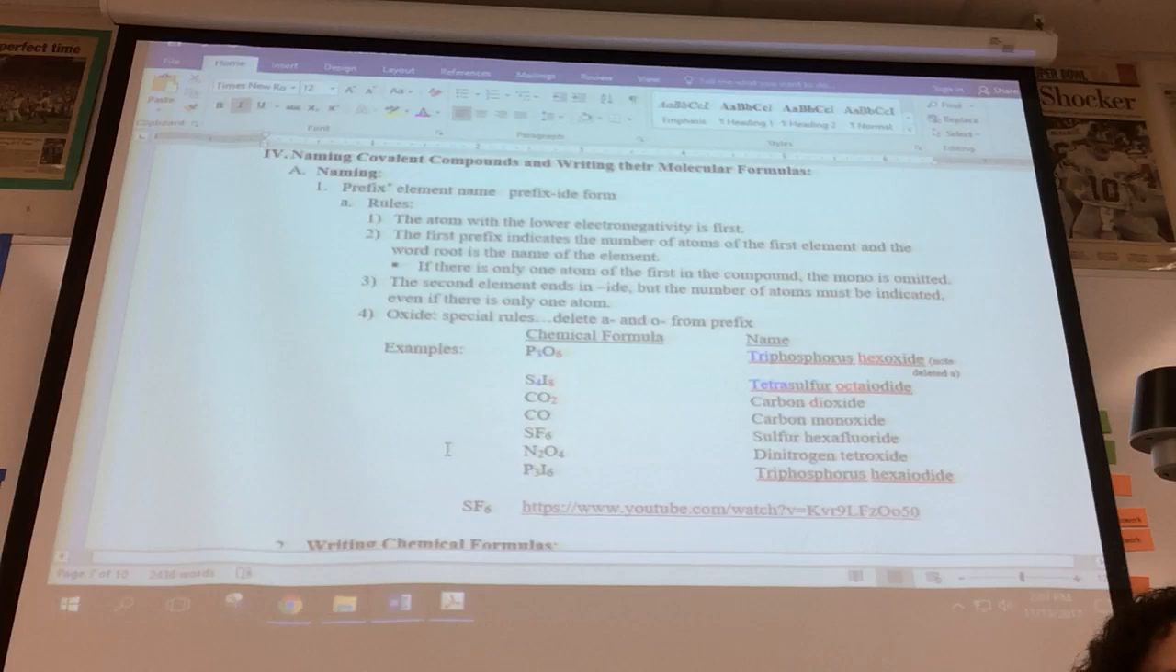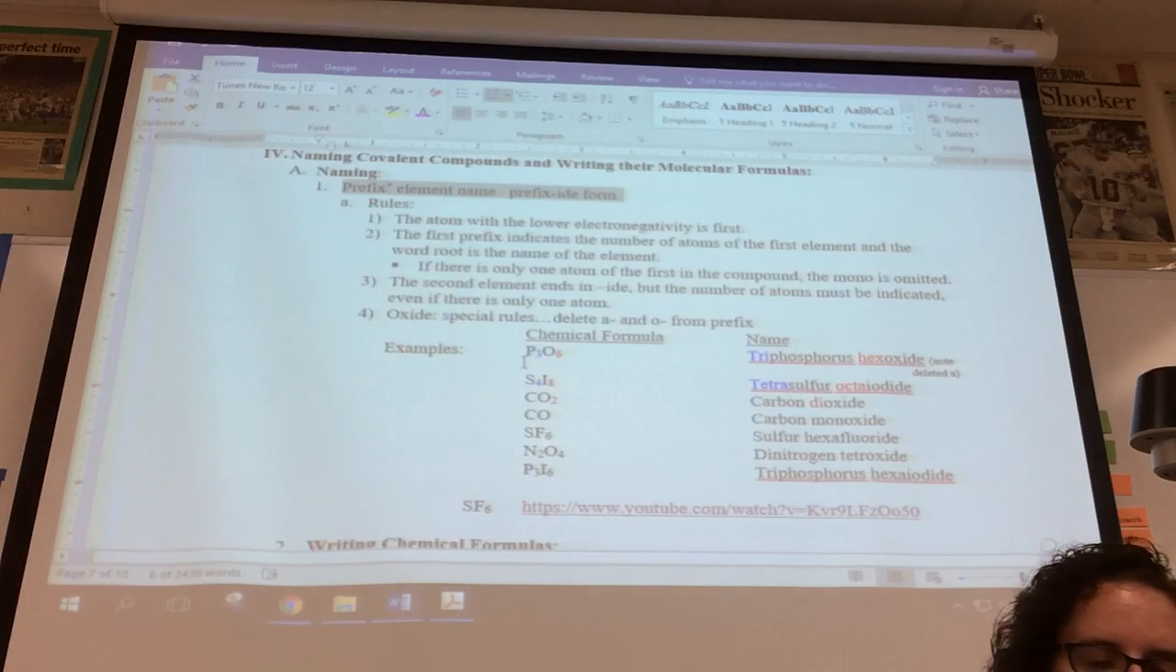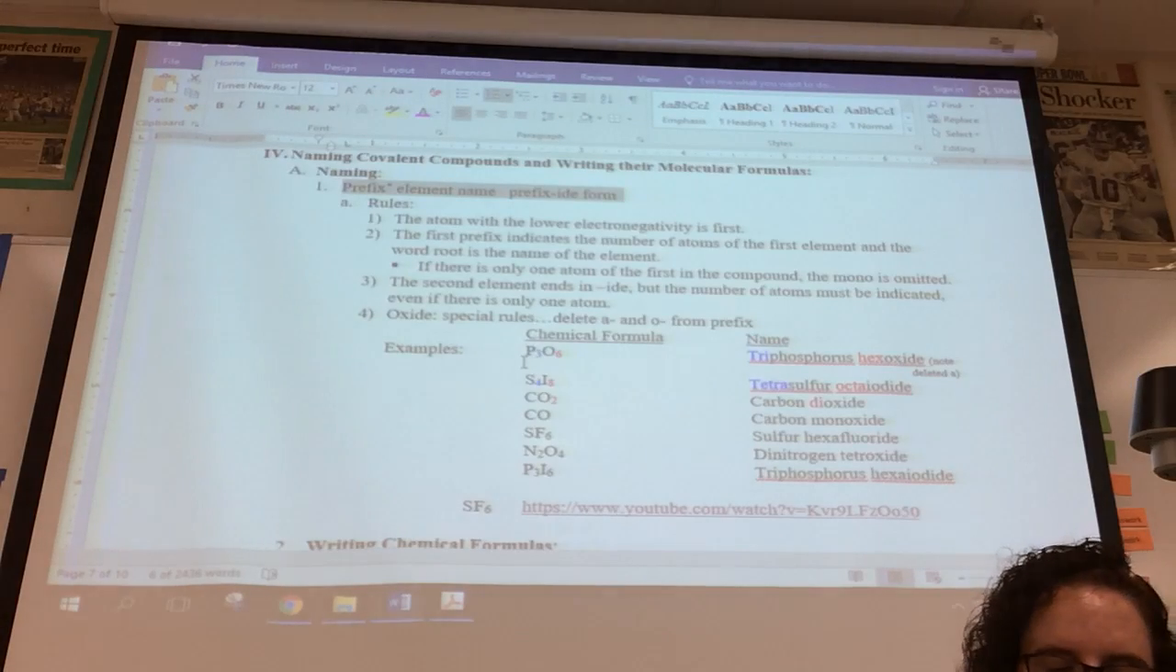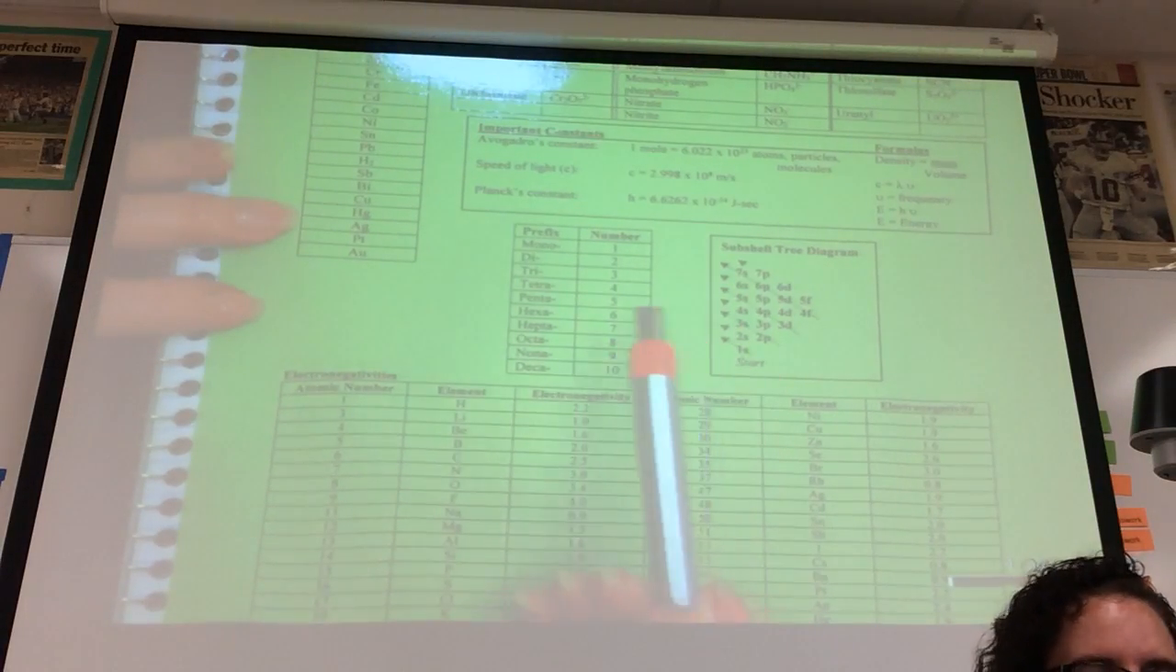We're going to look at naming covalent compounds and then writing their molecular formulas. The naming is relatively straightforward. You're going to have prefix in most cases, then the name of the element, prefix, then the IDE form. Those prefixes can be found on the back of your periodic table. They will be provided to you, so you don't need to memorize them.